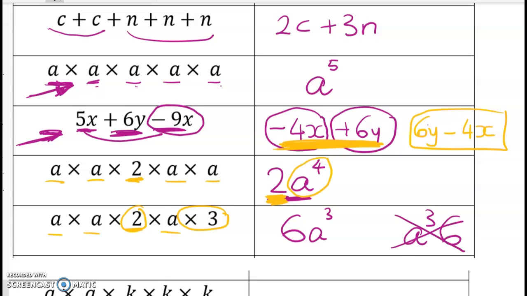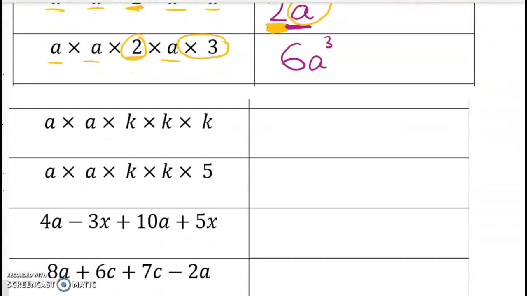So I gave that a cross this time because we're at the end of the topic and we know how to do these conventions by now, okay? So there we are. We've got 6A cubed. Right, the next couple are also multiplication ones.